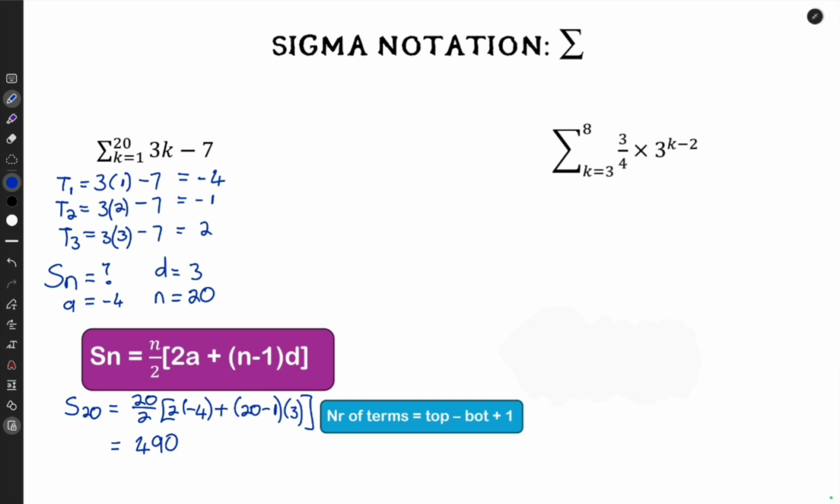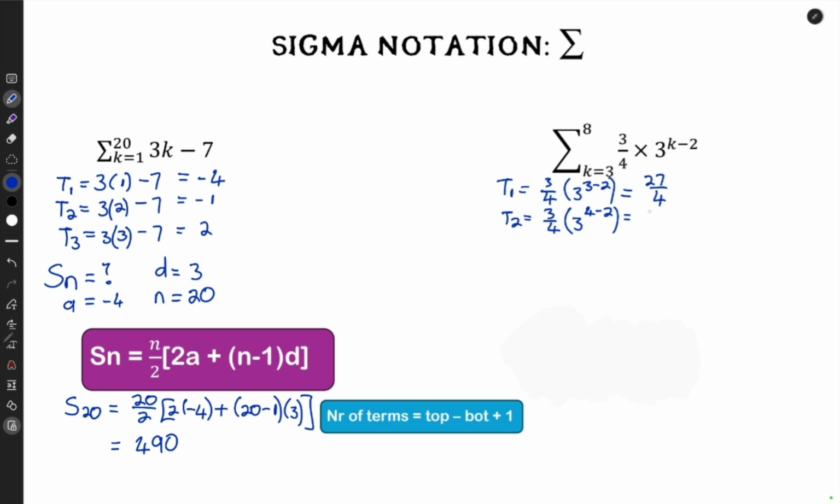So let's do the one on the right. First thing I need to do is I need to figure out, is this arithmetic or geometric? I do that by getting the first 3 terms. So I'm going to sub in the bottom value into the formula. Okay. T1 is equal to 3 over 4, 3 to the power 3 minus 2. And this is then actually, if you use your calculator, 27 over 4. To get term 2, doing the same, but now I'm subbing in the next integer value. So I'm not using a 3, I'm using a 4 this time.